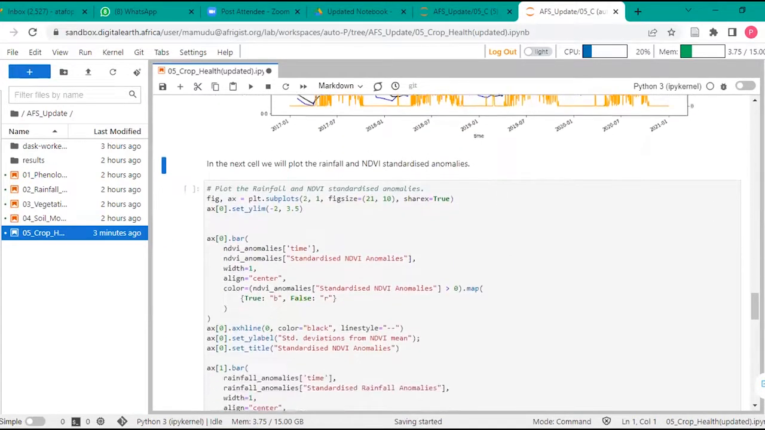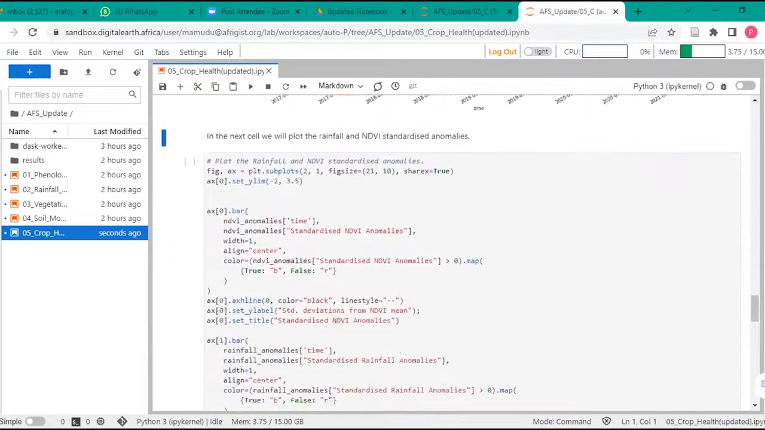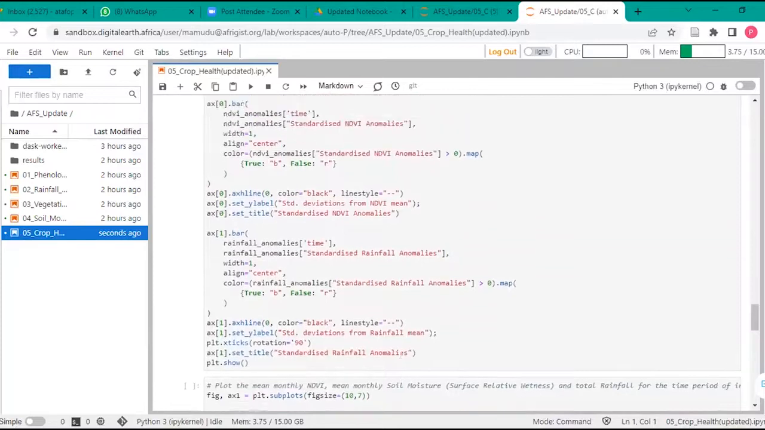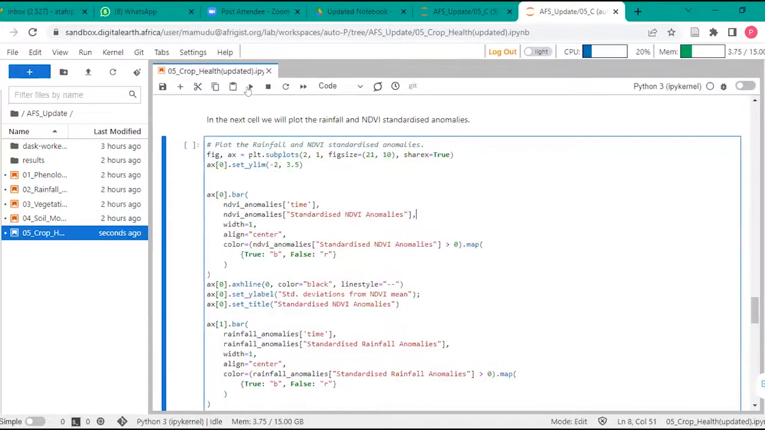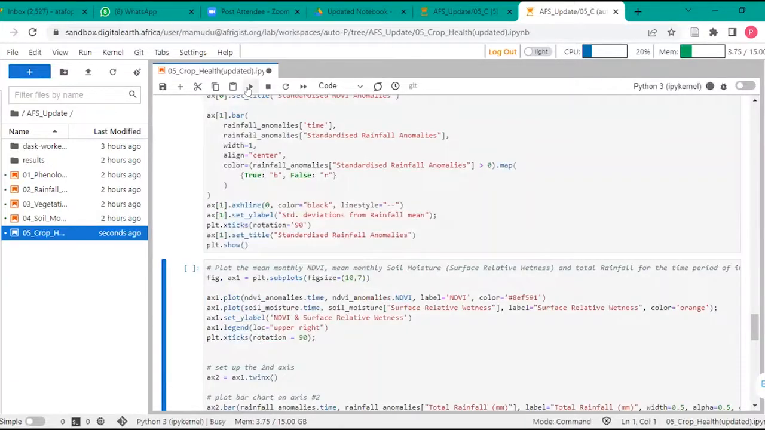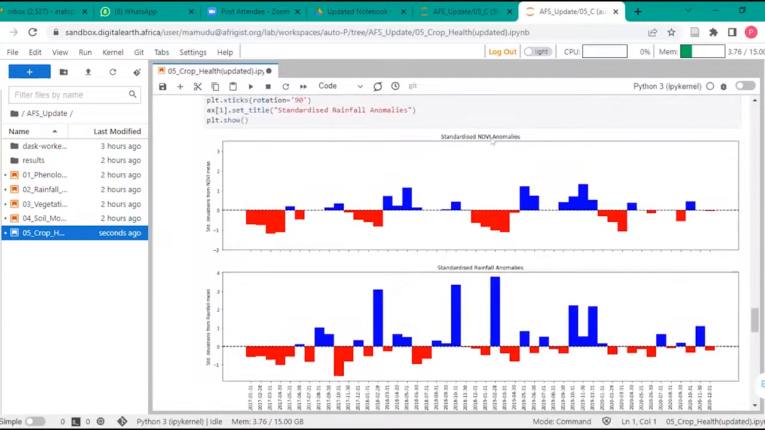Now in the next cell, we are going to plot the NDVI and rainfall anomalies. This will just show us in a graph how much deviation from the normal both rainfall and NDVI had across the years. And so we'll run that. All right, so our result here is showing us both the NDVI anomaly, which just shows how much the NDVI deviated from the normal across our period of study, 2017 to 2020, and how the rainfall also deviated from the normal between 2017 and 2020.